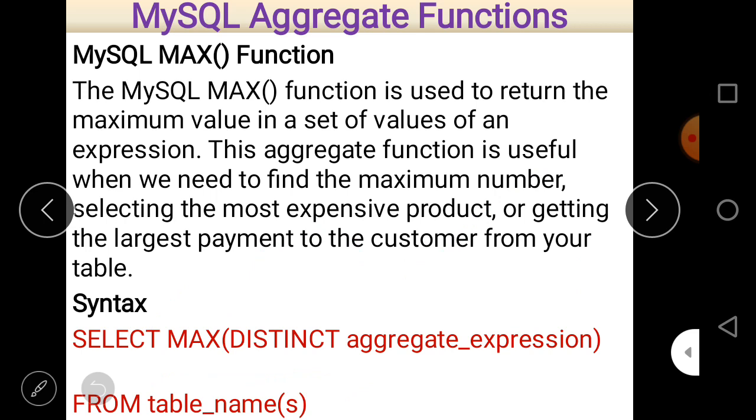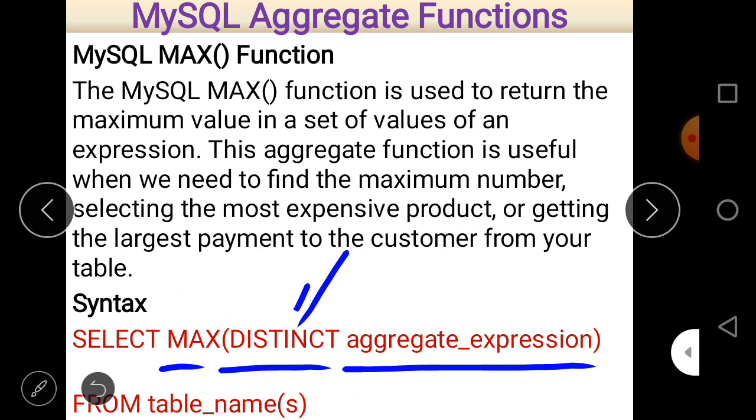Max function basically calculates the maximum value of an aggregate expression, and there is a distinct clause here which basically removes duplicate rows, or we can say that it counts duplicate rows as one unit. So that is the purpose of the distinct clause here.